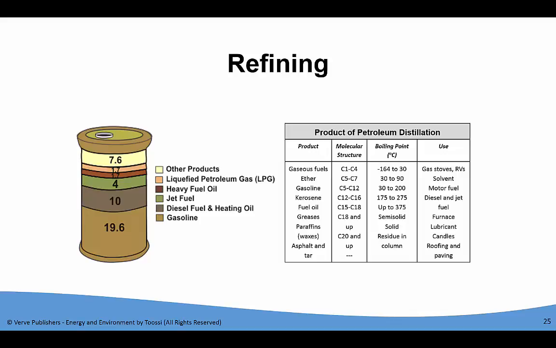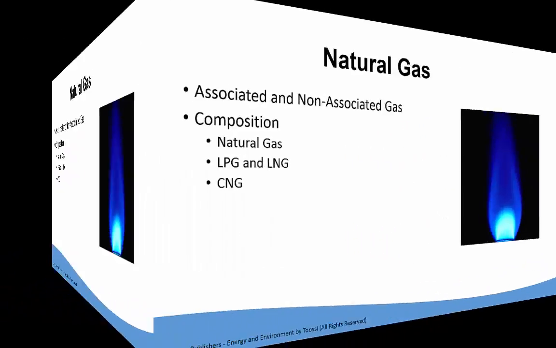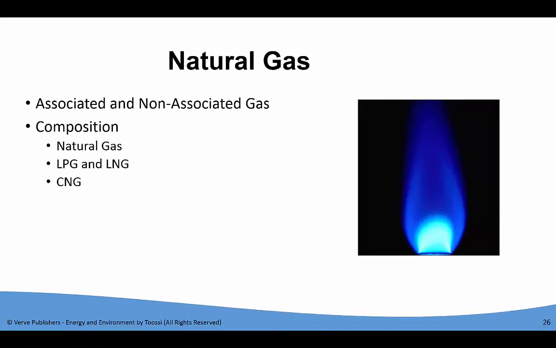We can find products that can be used as solvents, as different fuels, as a lubricant, to make candles, and the heavier stuff can be used as asphalt for roofing and pavement. The third form of fossil fuel, in the gaseous form, is natural gas.